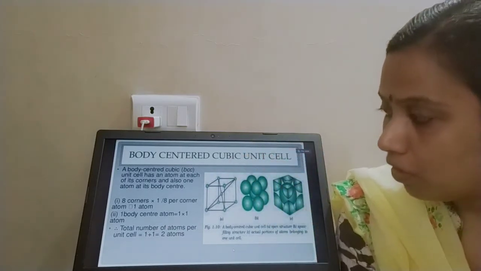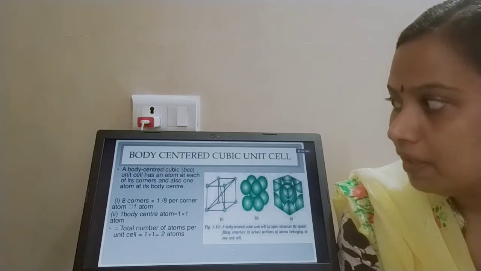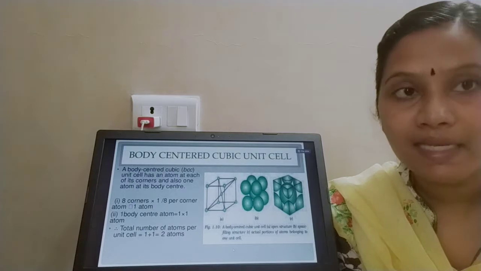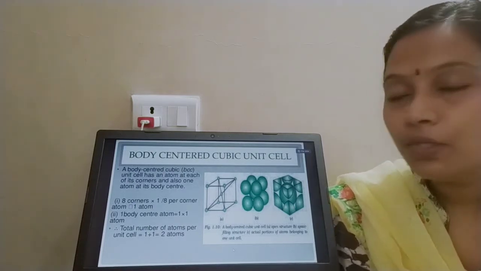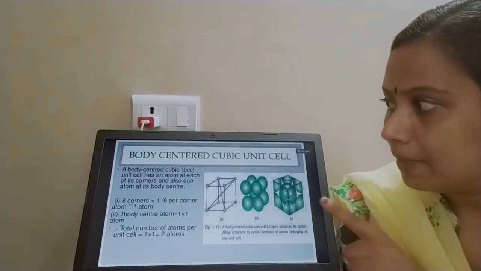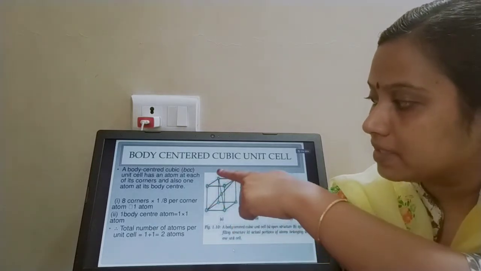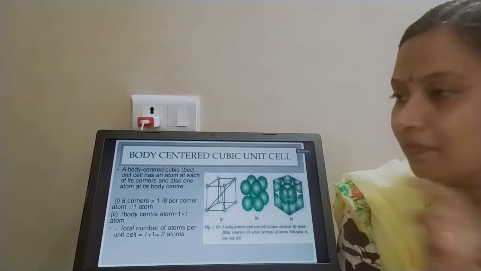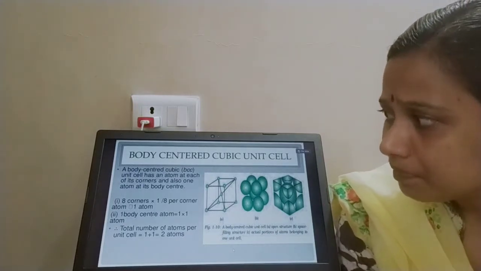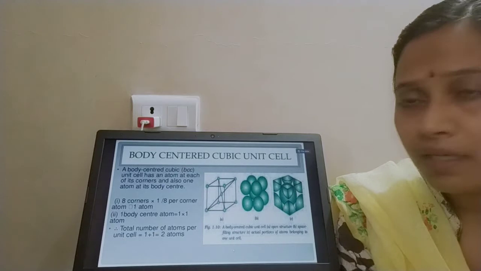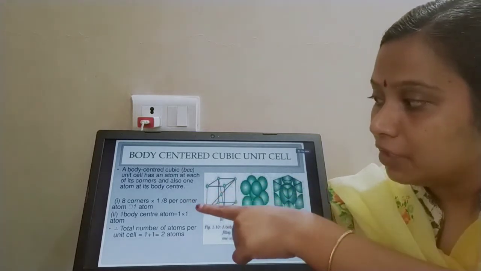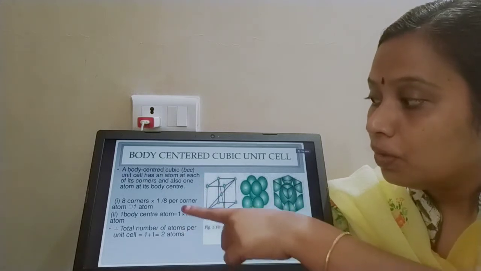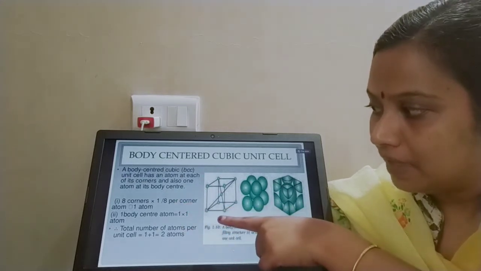This has an atom at each of the corners and one atom in the body center. While the primitive cell has 8 corner atoms, the body-centered cubic unit cell has one atom at each of the corners and also one atom present in the body center. Now, how are those 8 corners represented? 8 corners into 1 by 8 per corner atom into 1. So, one body-centered atom will be 1 into 1.